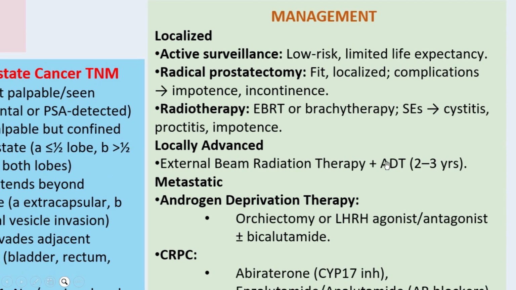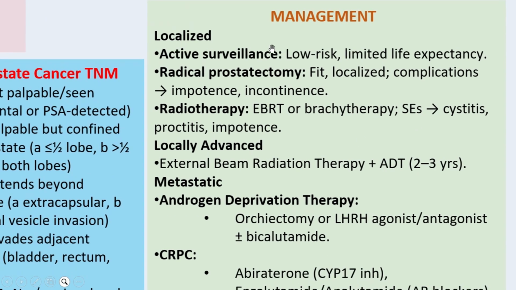So management, when it is localized, we can do active surveillance in low risk individuals or people who have a limited life expectancy. If someone has less than 5 years of life, then we may not be so radical with them. Then we have radical prostatectomy, that is for fit, localized individuals. The complication of this is that we can have impotence and incontinence. Then we can consider radiotherapy, that is external beam radiation therapy and brachytherapy. These come with side effects of cystitis, proctitis, and impotence.